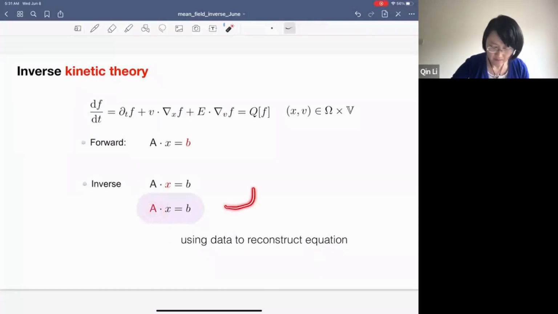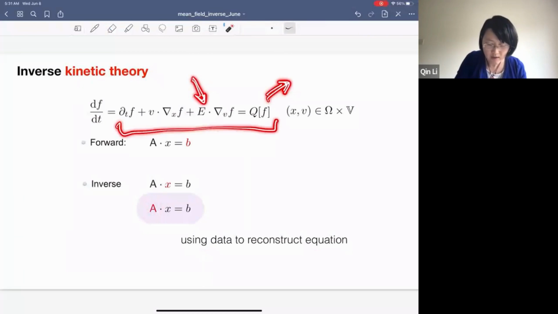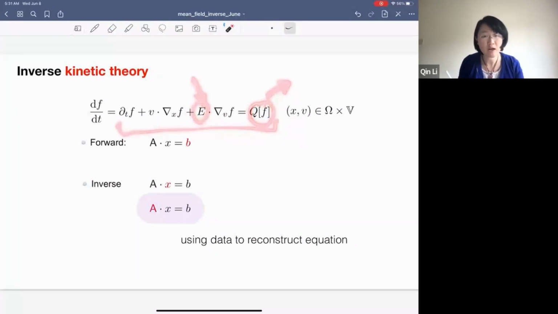And in our setting, we are trying to say, suppose I give the equation some incoming data, and at a final time, I take some measurement. Can you use these input and output data pairs to reconstruct the whole equation? For example, the electric field is not known, how the particles interact with each other is not known. I would like to use the data pairs to reconstruct all these parameters.